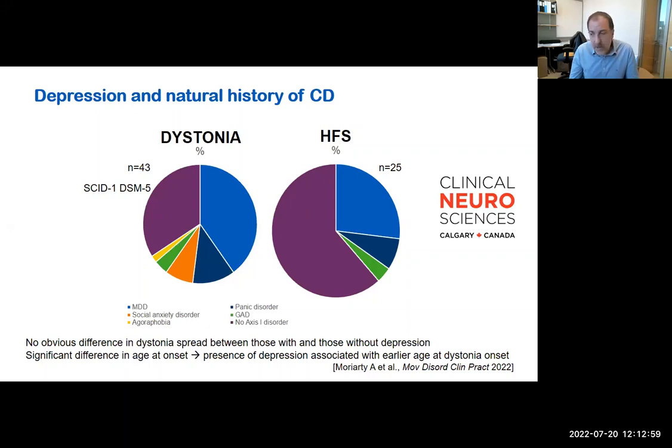This is compared to hemifacial spasm patients, who are seen in the same centers but do not have dystonia, obviously, but are treated in a similar way.